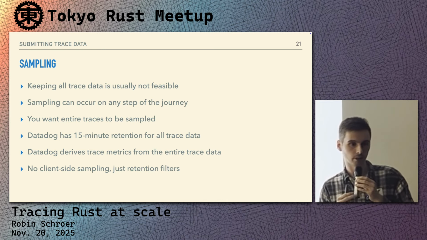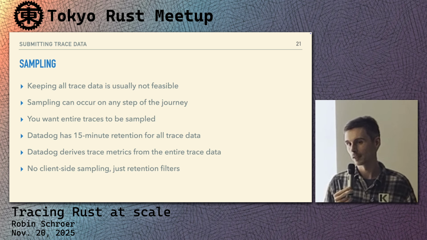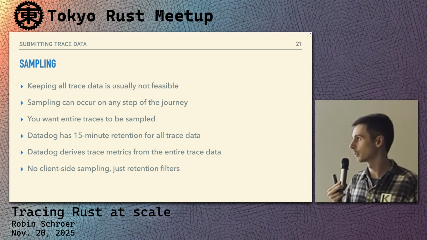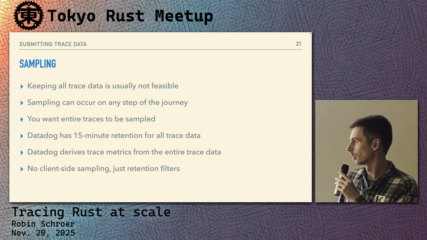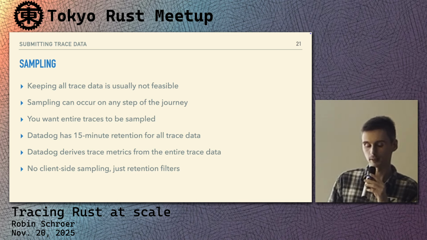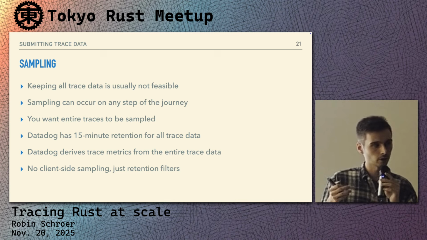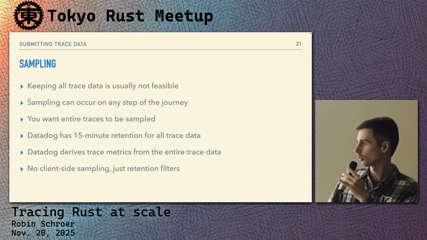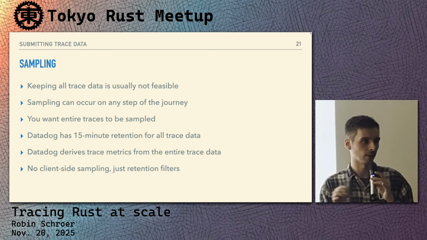An important note here is you can't just keep all that data, because even in this model, this is a lot of data, and keeping it for prolonged periods of time at least is ridiculously expensive. So usually you end up sampling the data in some way. You might be sampling client-side, so directly in your implementation. You can set up the agent to sample as well, or you can sample on the Datadog side, either ingestion or through retention filters. The caveat here is you want to make sure you get entire traces.